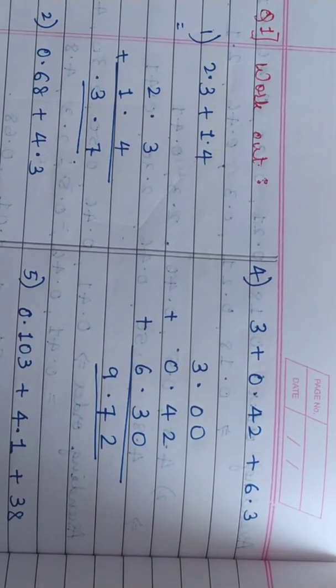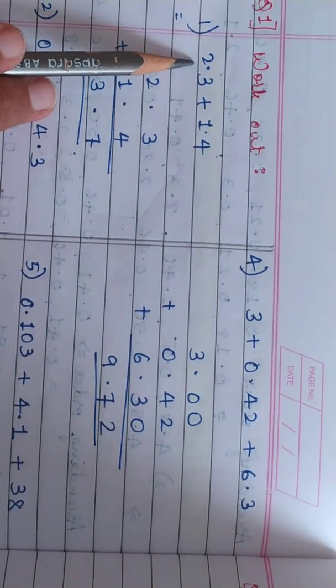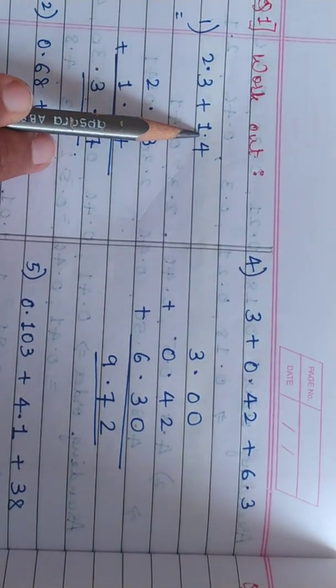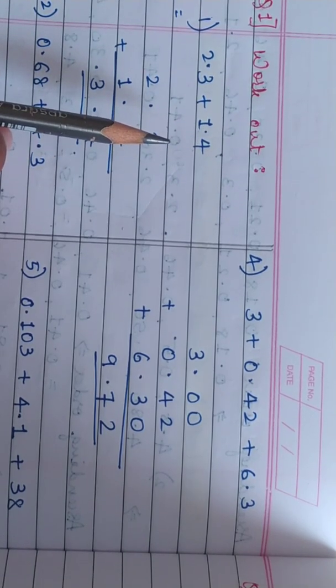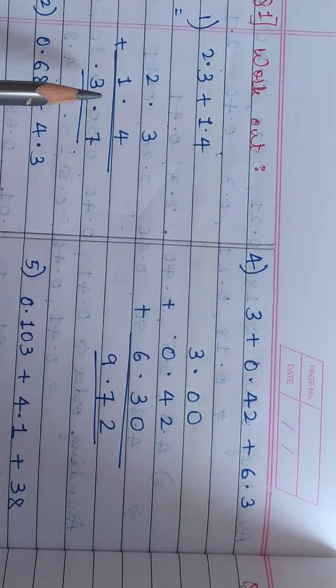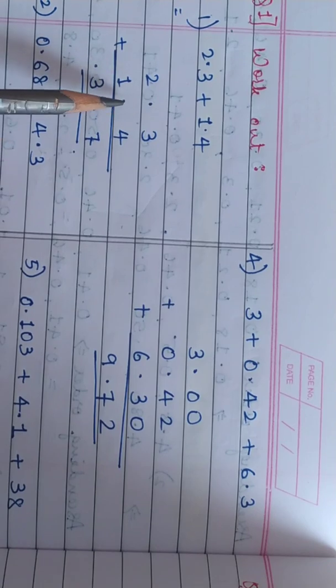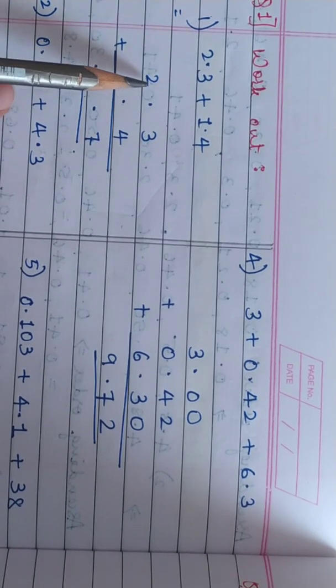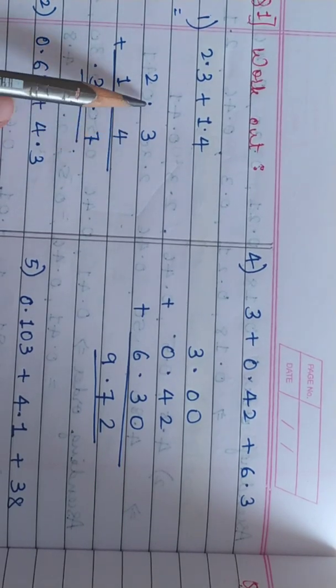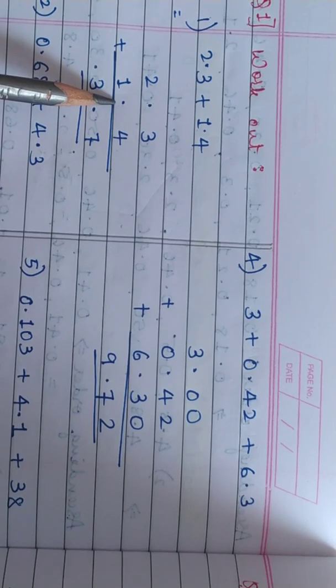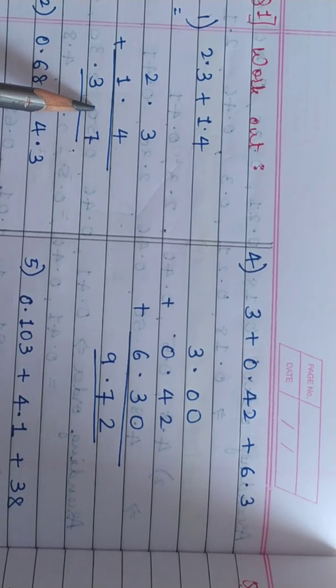So here the first question is work out. Now the first sum is 2.3 plus 1.4. For addition and subtraction of decimal numbers, one basic thing we need to keep in mind is that the decimal point of both the numbers or all the numbers should come one below the other. So here you can see that the first number is 2.3 and the second number is 1.4. I have written the decimal points of both the numbers one below the other, and the decimal point of the answer also has to come below these 2 points.